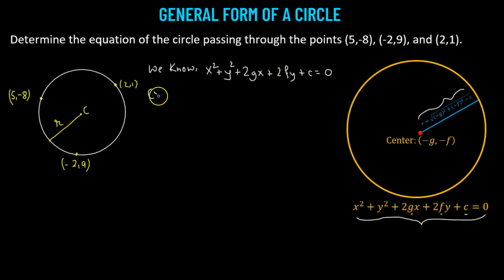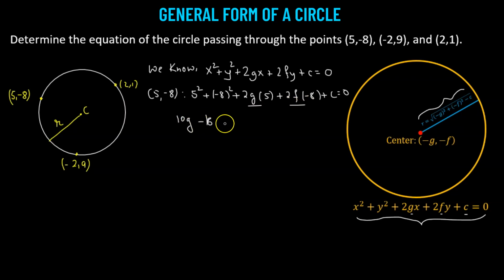So what we'll do, we'll first consider the point (5, -8). Since that point is lying on the circle, or the circle is passing through the point, it's going to satisfy this general equation, meaning we can replace the x value with 5 and the y value with -8. So we get 5 squared plus (-8) squared plus 2 times g times 5 plus 2 times f times -8 plus c equals 0. Rewriting the terms, we start with the term containing g: 10g, then -16f plus c, and we take 5 squared plus (-8) squared to the right-hand side. 25 added to 64 is 89, so we have -89. Let this be equation number 1.